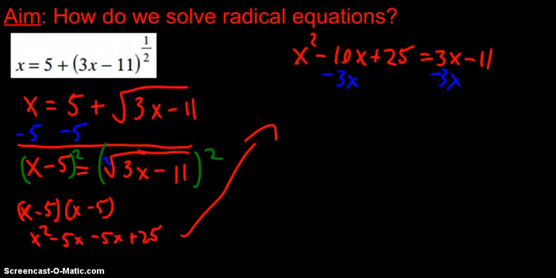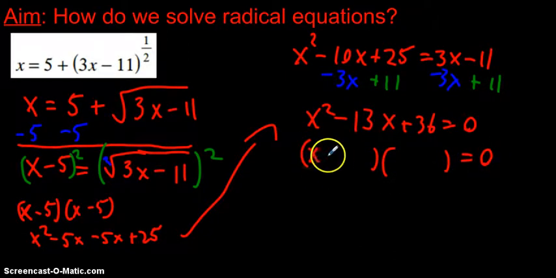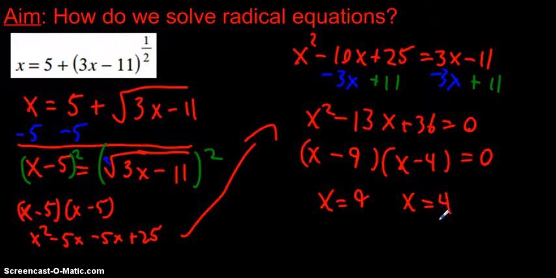So this is a quadratic equation, so let's set it equal to 0 by subtracting 3x from both sides and adding 11 to both sides. And that'll give us x squared minus 13x plus 36 equals 0. And by factoring, we'll determine the values of x. What are the factors? I guess 9 and 4, two negatives, so x is 9 or x is 4. So x is equal to 9 or x is equal to 4 are potential solutions to this problem.